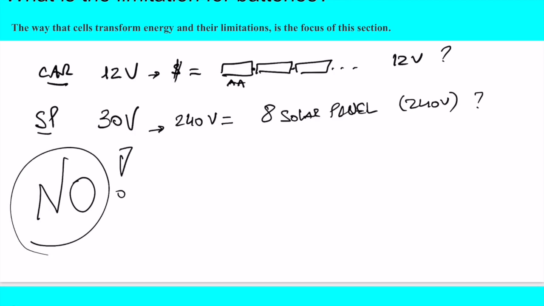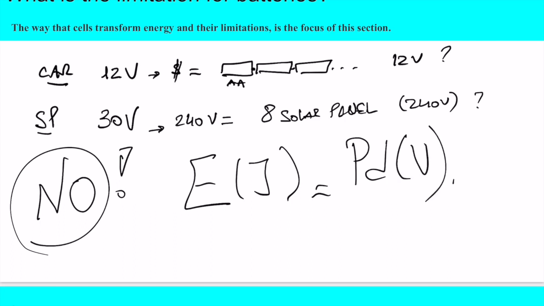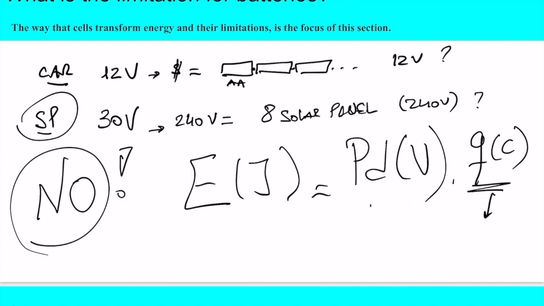Why not? Because the energy in a battery is not just the potential difference involved, as we have seen before. It's the potential difference multiplied by the charge. And the charge that the battery can have, or that a solar panel can produce, could be very little. So even though we can have enough voltage, in terms of energy or power it is insufficient to use AA batteries to start a car.